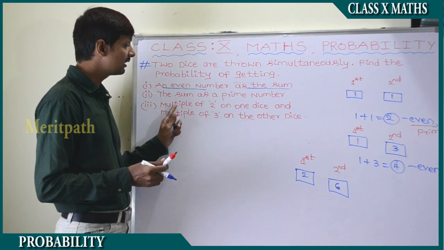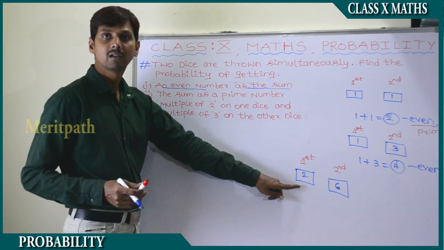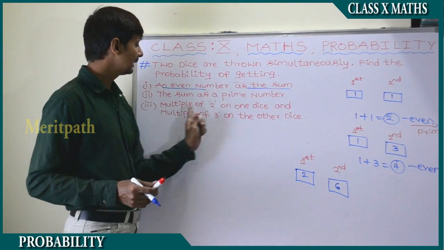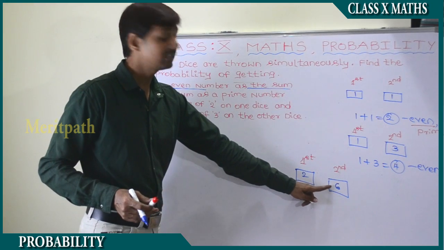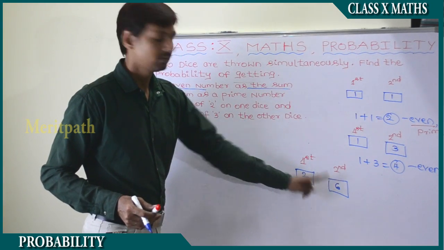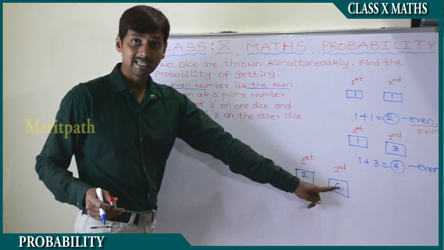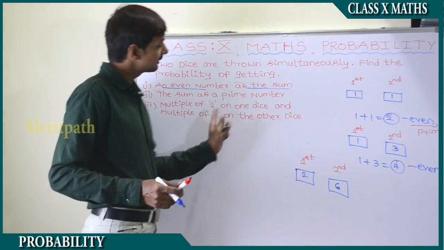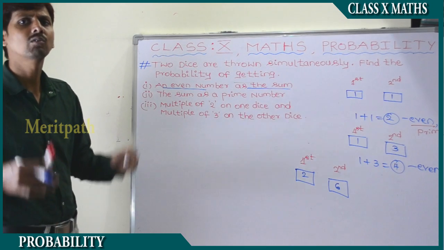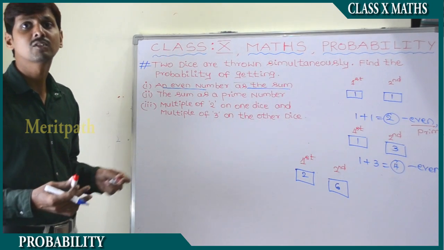Let's see here, multiple of 2 on one dice: 2 is a multiple of 2. And the next one, multiple of 3 on the second dice: 6 is a multiple of 3. So this satisfies the condition. We need to find other possibilities also.